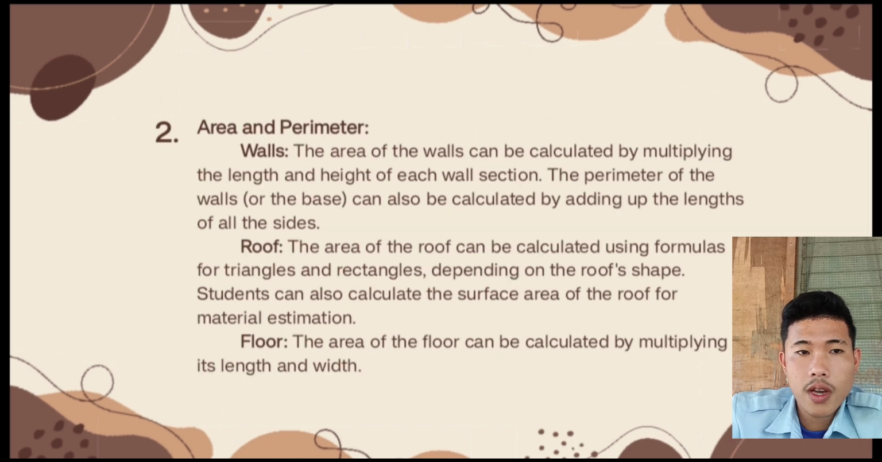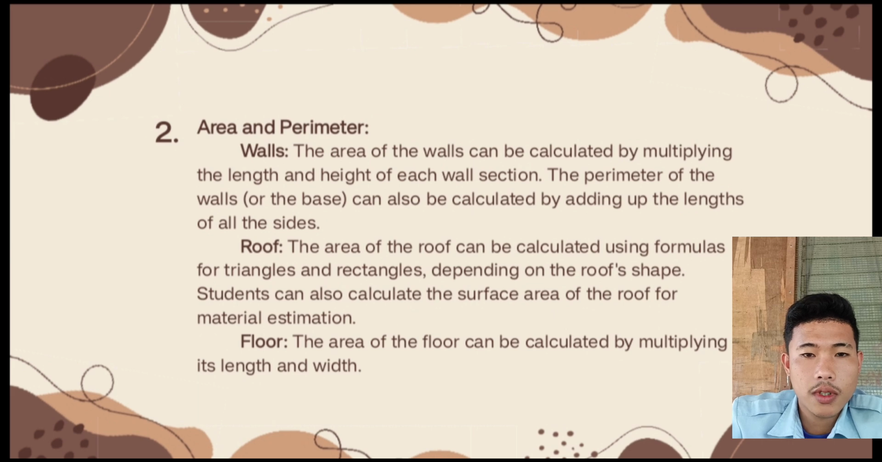Number 2. Area and perimeter. Walls. The area of a wall can be calculated by multiplying the length and the height of each wall section. The perimeter of the walls can also be calculated by adding up the lengths of all the sides.